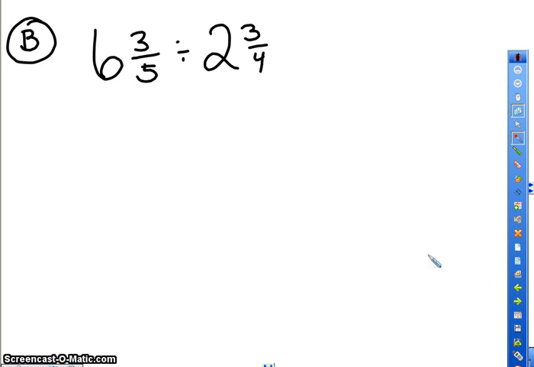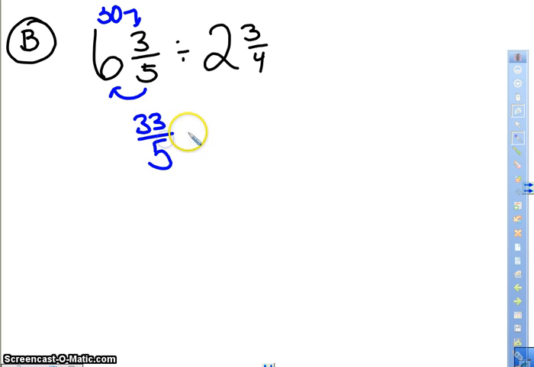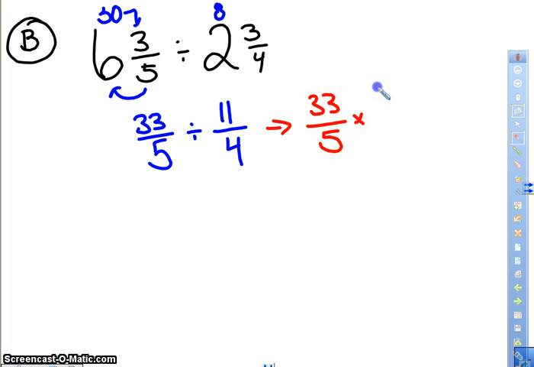Okay. So now I have two mixed numbers. So I have 6 and 3/5 divided by 2 and 3/4. So I'm going to change them first. 5 times 6 is 30. 30 plus 3 is 33/5, divided by 4 times 2 is 8. 8 plus 3 is 11 fourths. Okay, so now at this point I'm going to change my problem. So I have 33 fifths times, flip it over, and multiply.